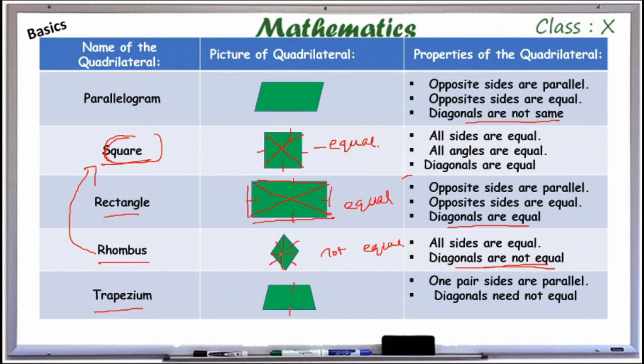And trapezium means one pair of sides are parallel. Only one pair. These sides are not parallel. Only one pair of sides are parallel, and also diagonals need not be equal. Need not be equal means they can be equal also, but it may or may not be equal. If only one pair of sides are parallel, we can say that it is a trapezium. So these are the different kinds of quadrilaterals.